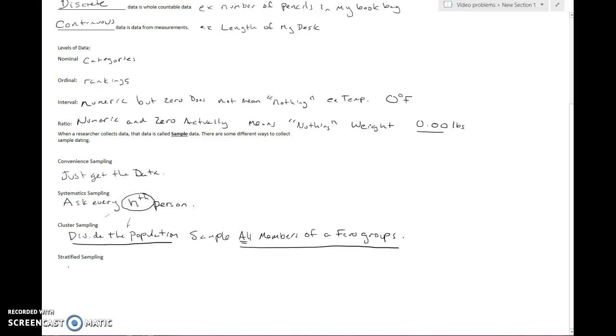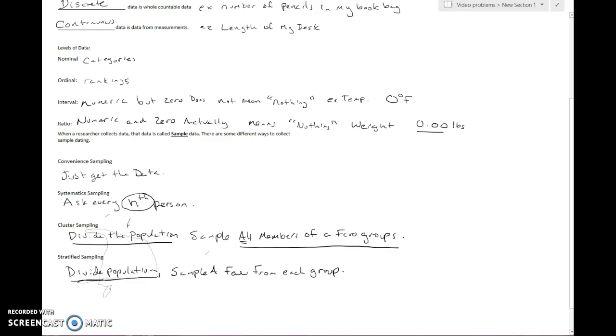Stratified sampling, however, we're going to do the same thing. We're going to divide the population up, and then we are going to sample a few from each group. So what do I mean by that? Let's say I divide the population up by freshman, sophomore, junior, and senior again. Again, this is the same regardless of whether it's cluster or stratified.